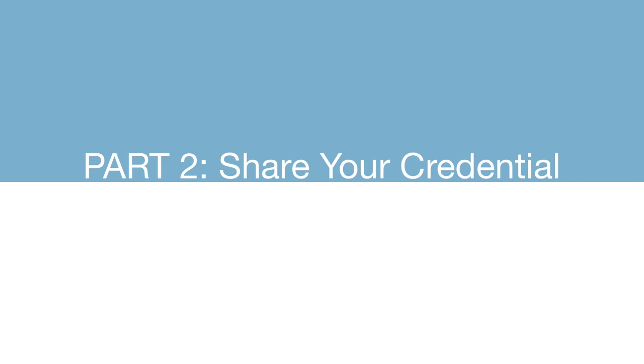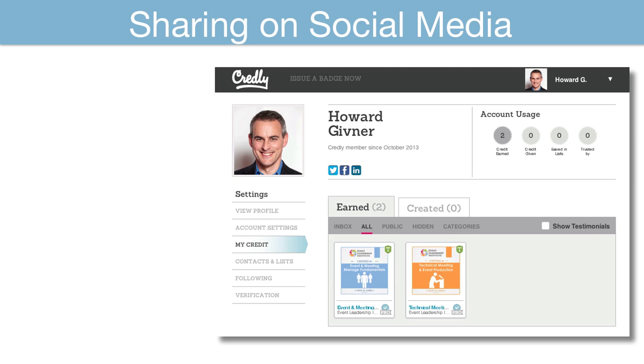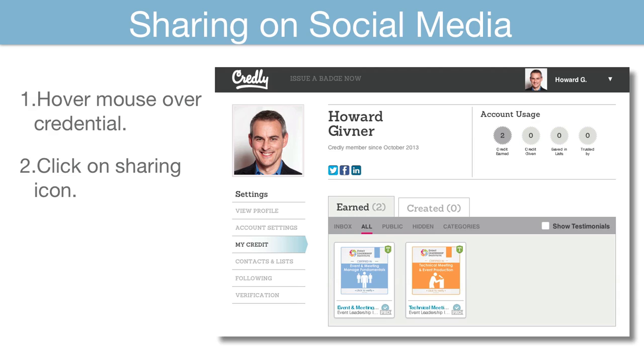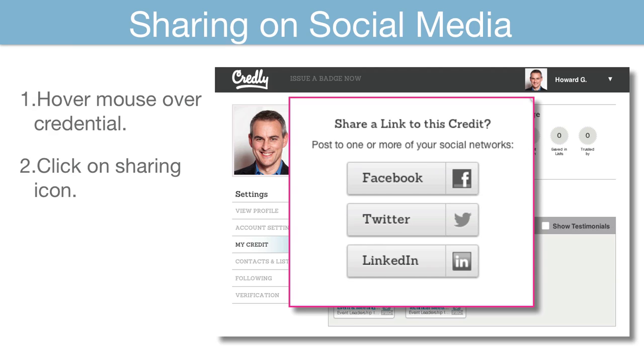So now that you've got your credential accepted, the next step is to share it. There's a couple of ways to do this. First, once you log into Credential, you hover your mouse over the credential and you're going to click on the sharing icon. Okay, when you hover your mouse, this is what comes up, and this is the sharing icon. So you click on that, and then it brings up an option to share this on Facebook, Twitter, or LinkedIn. And you click whichever or all of these which you want.